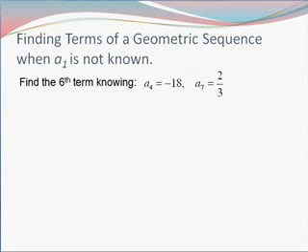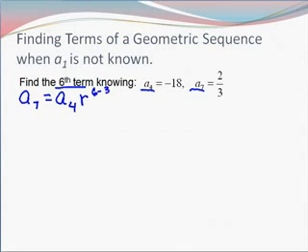Okay, let's do another example like that one. This time we're going to look for the 6th term, and we know the 4th, and we know the 7th. So using the idea from the last example, we know that A7 is going to equal A4 r to the 6 minus 3 power. So A4 r cubed is going to be A7. So let's go ahead and substitute in for A7 and A4, and we will calculate r cubed.